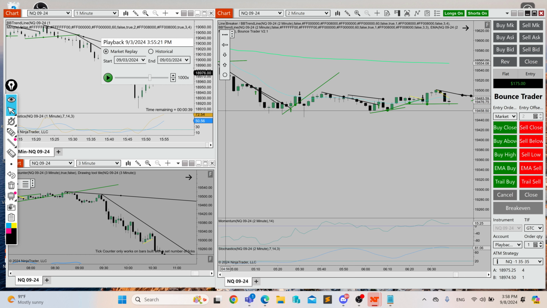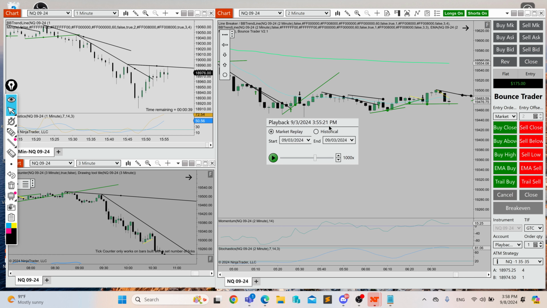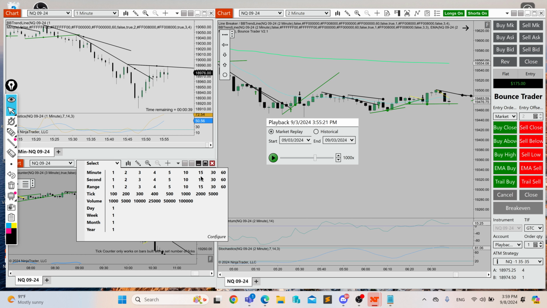So that's that. And like I said, I'm recording it on this one screen, but I have a 2 minute open with chart trader, and I have a 1 minute open with chart trader. And there is my higher time frame here that I usually keep for like 15 minutes.